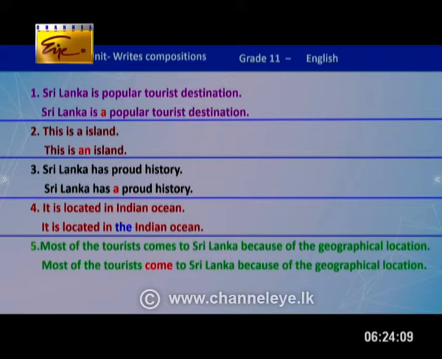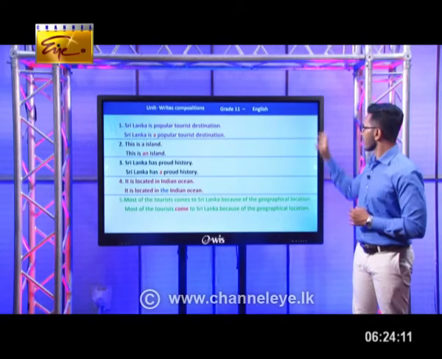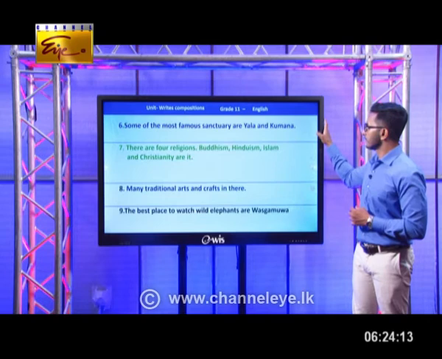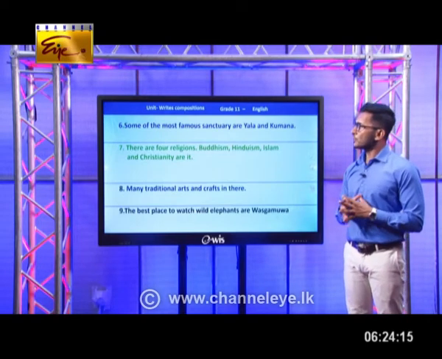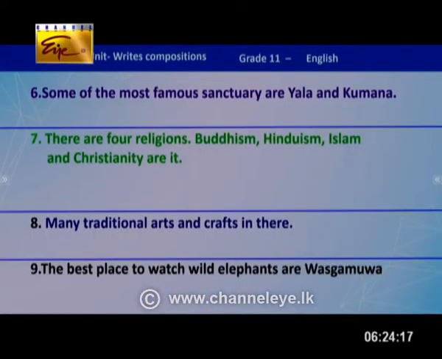We have a few more sentences. Let's look at them. Yes. Some of the most famous sanctuaries are Yala and Kumana. Can you spot the mistake there? See the last part of the sentence. We have the verb are and Yala and Kumana too. It is plural. So what is the mistake over there?